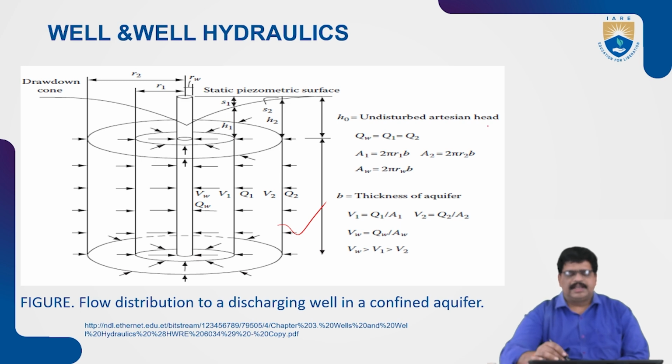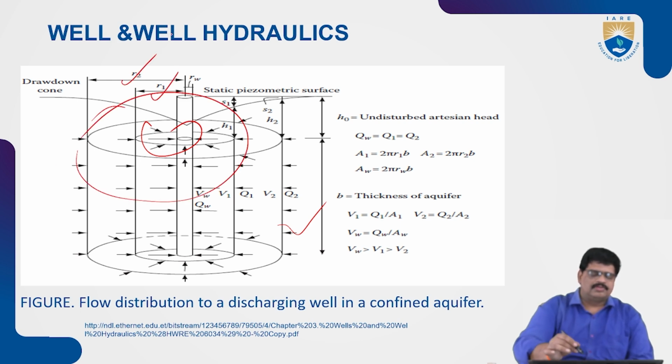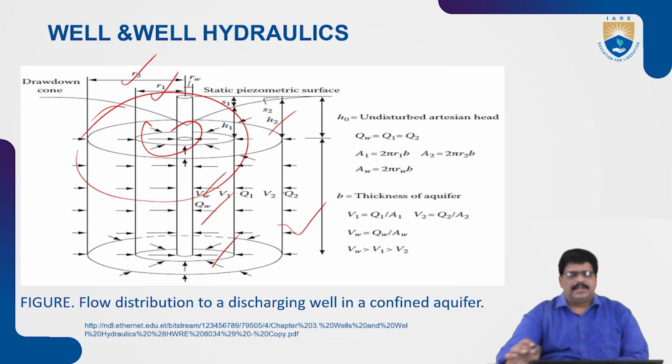So for this one, the unconfined aquifer, QW is equal to Q1 minus Q2. That is by using the formula A is equal to 2 pi R. We know A1 is equal to 2 pi R1 times b, and A2 is equal to 2 pi R2 times b. The bottom is there, the outer is R1, here is R1 and R2 is there. So S1, S2, VW, QW discharge. Velocity is V1, V2, Q1, Q2.